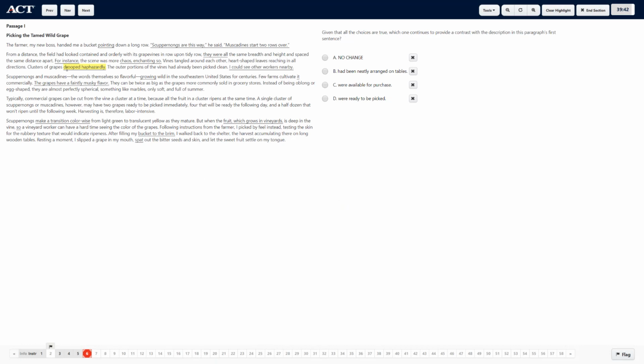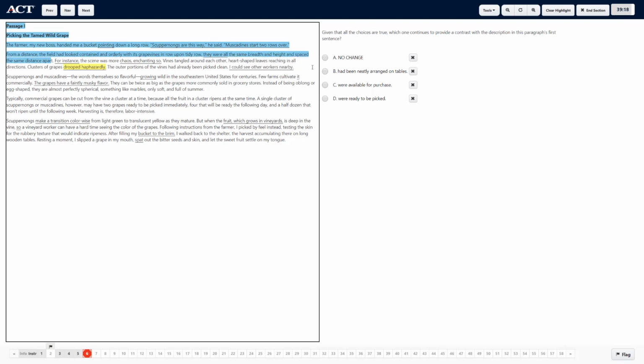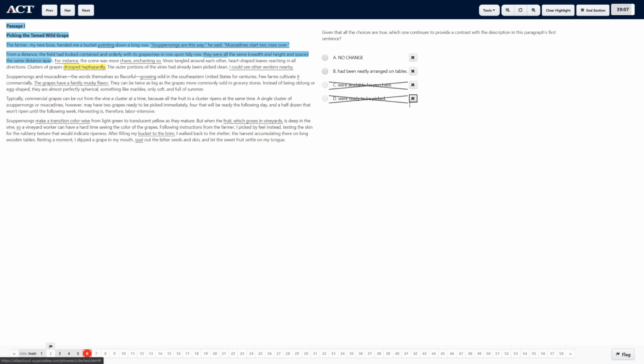Okay, so we have: vines stinging around in all directions; clusters of grapes dropped haphazardly. Given that all the choices are true, which one continues to provide a contrast with a description? So we're looking for a contrast with the description in this paragraph's first sentence, that is this sentence: from a distance, the field. So we know it's tidy, and here these two are irrelevant. They have no connection to the first sentence.